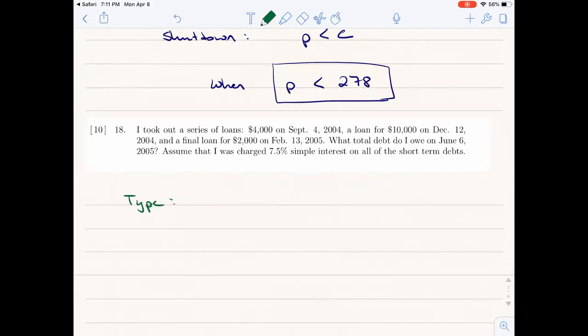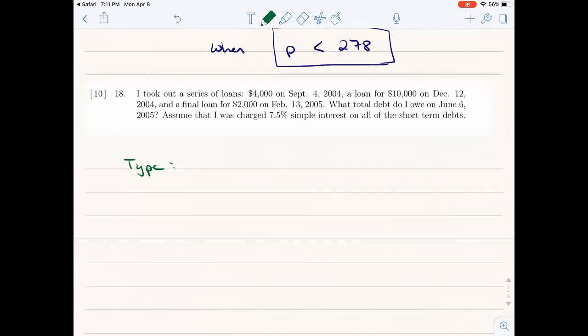So for this next one, the type is just a simple interest problem. It does make use of the calculator, right? The days between dates function, as you can see. So I took out a series of loans, $4,000 on September 4th, 2004, a loan for $10,000 on December 12th, 2004, and a final loan for $2,000 on February 13th, 2005. What total debt do I owe on June 6th, 2005?